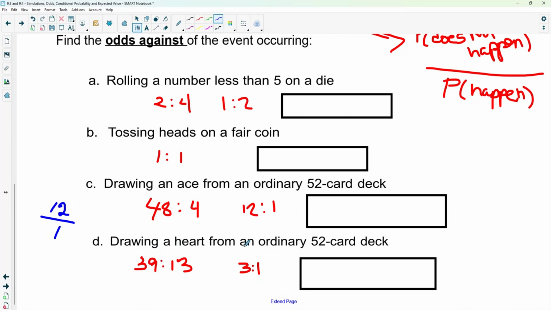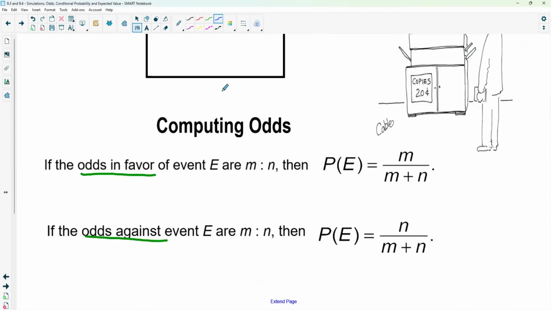And the same thing here, drawing a heart from an ordinary deck. So these are not hearts and these are hearts. So again, it will be 3 to 1. And you still have to write 3 to 1. And you can write it with a colon, as a fraction, or with the word "to." Okay, so those are odds. And you have in favor or against. Always read what they want so you don't make a mistake and do it the other way.